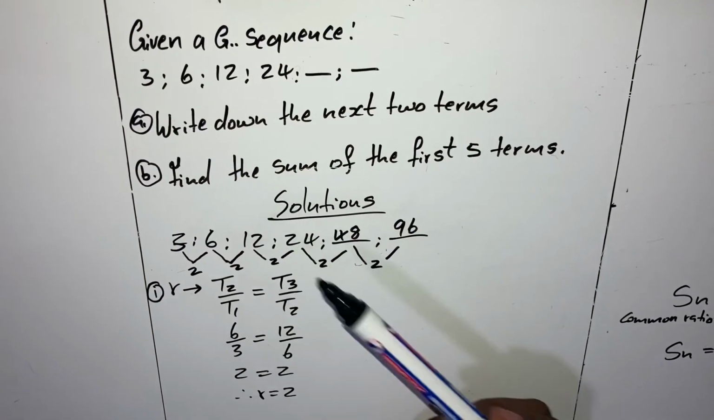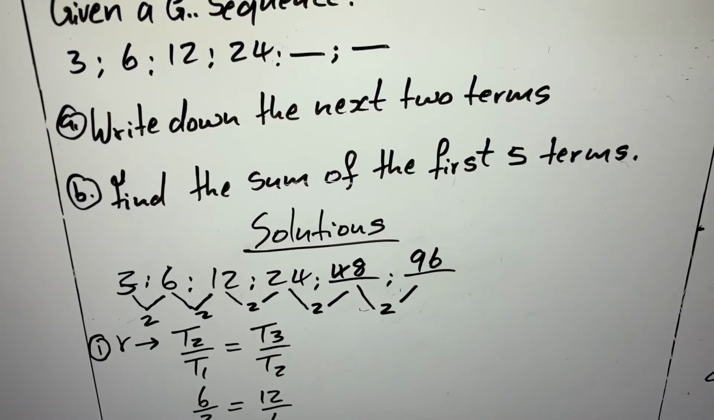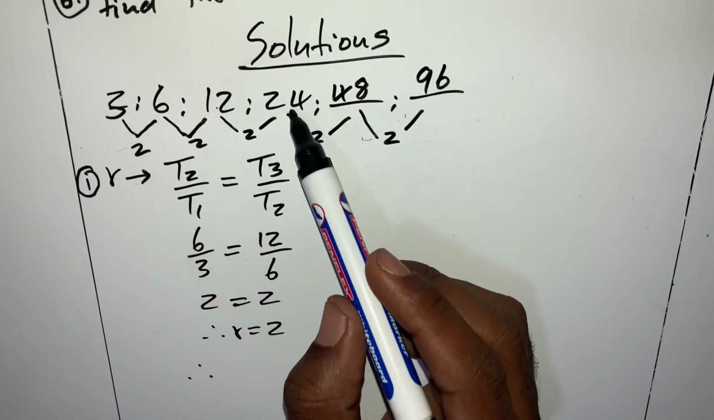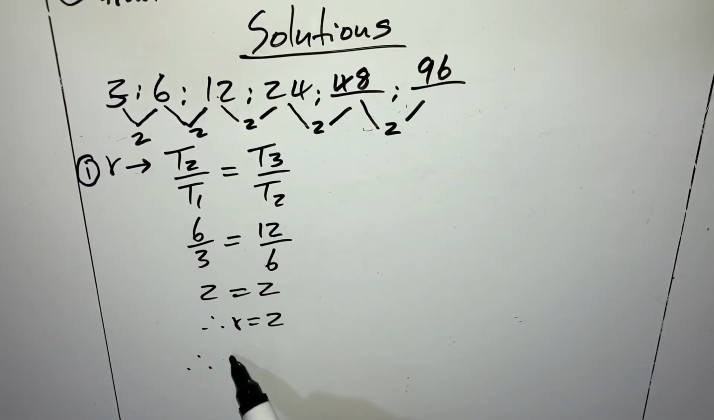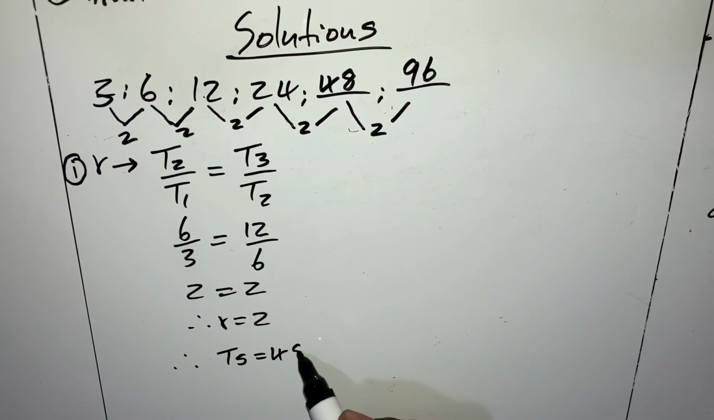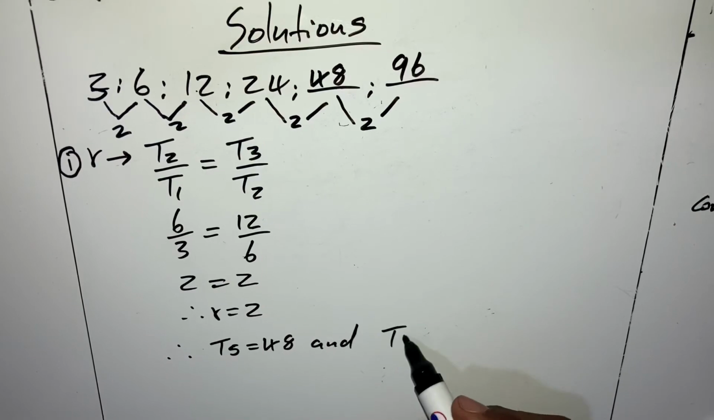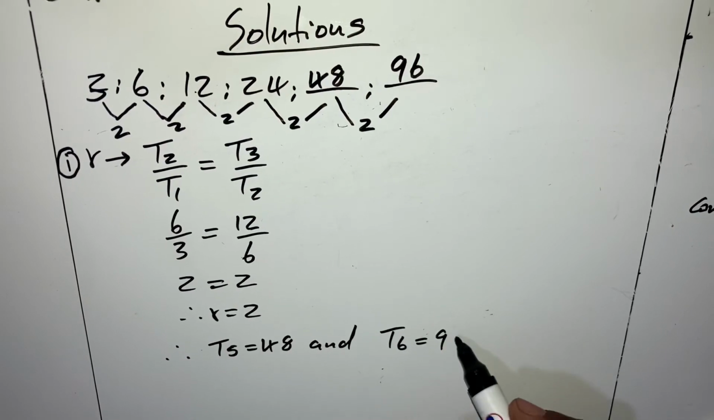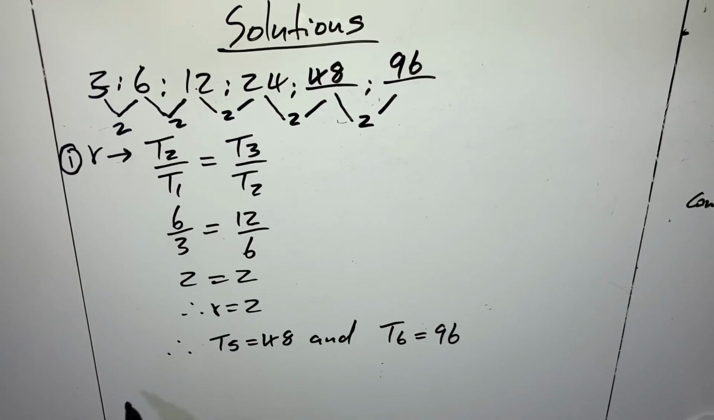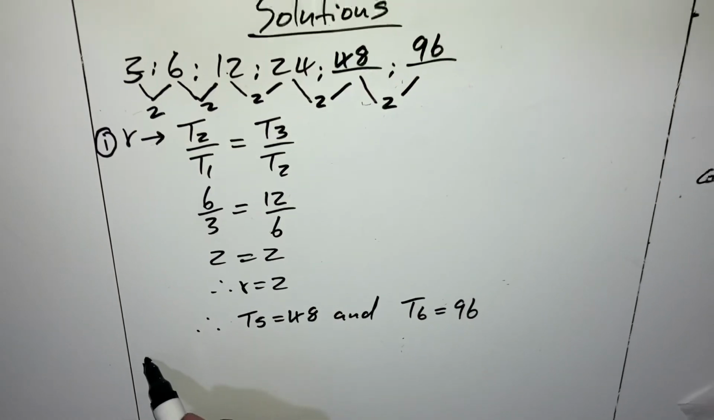We've answered our A. You can just conclude down here. Say this is T1, T2, T3, T4, T5 and T6. T5 is 48 and T6 is 96. Then we are done with A. We can go on now to find our solution for B.